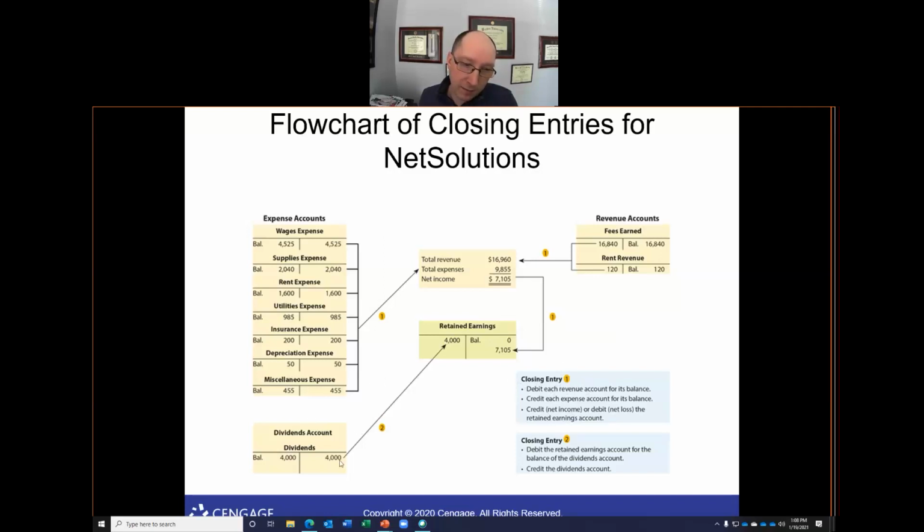We take the dividends. We take our expense accounts, which we transfer to total expenses. We take our revenue accounts, transfer that to total revenue. Total revenue minus total expenses equals net income. We take our net income and we transfer that to retained earnings.